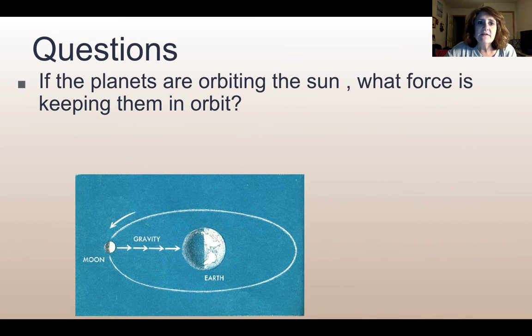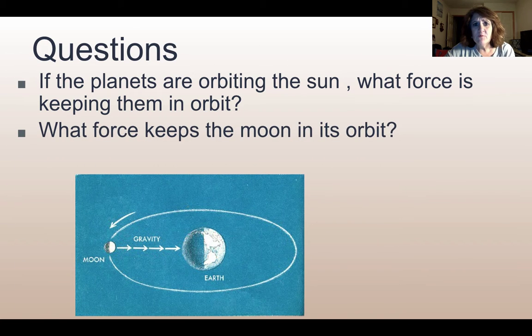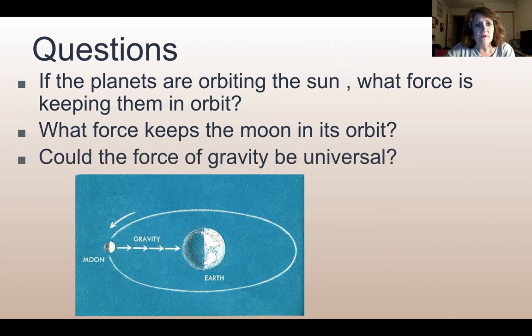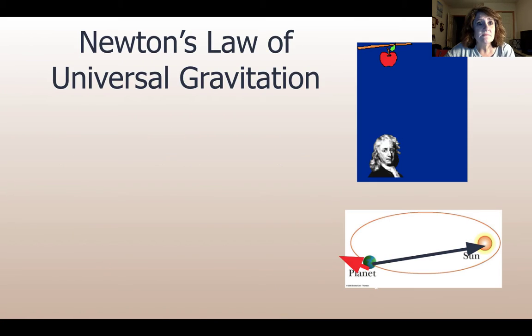So first, let's identify some questions. If the planets are orbiting the sun, what force is holding them there in orbit? What force keeps the moon in its orbit? And could the force of gravity be universal?